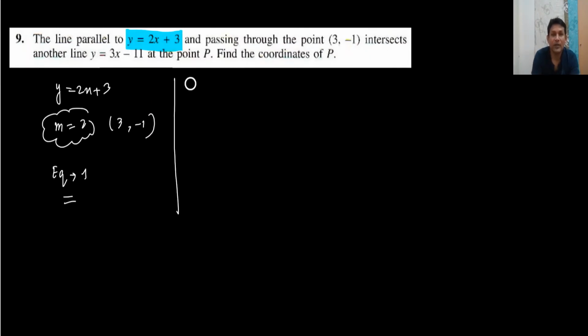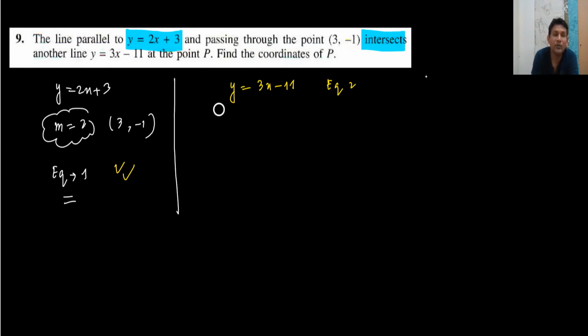We can do it. Intersect means that if you know this equation, what is the second equation? Another line, this one, at point P, find the coordinates of P. Okay, good question. First we need to find the equation, there is no problem. We have to find the equation y equals 3x minus 11, and this other equation is already given. This is equation number 2.